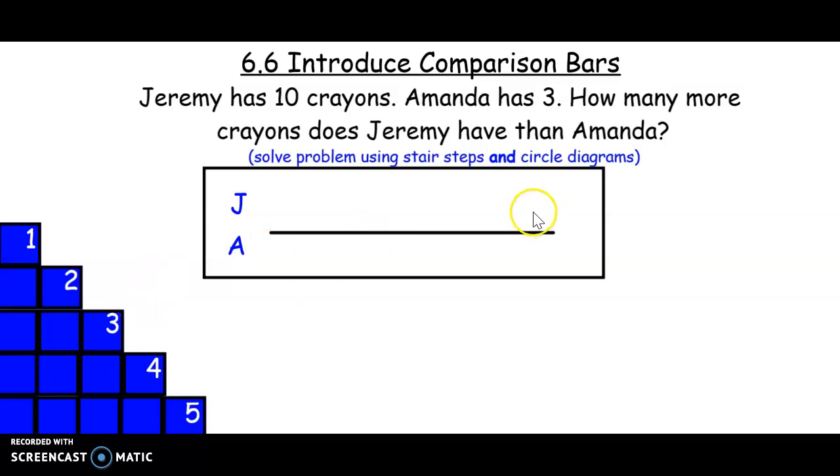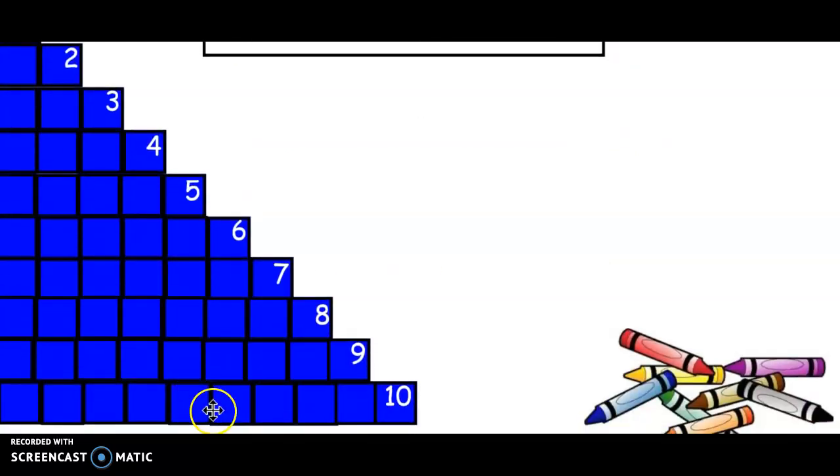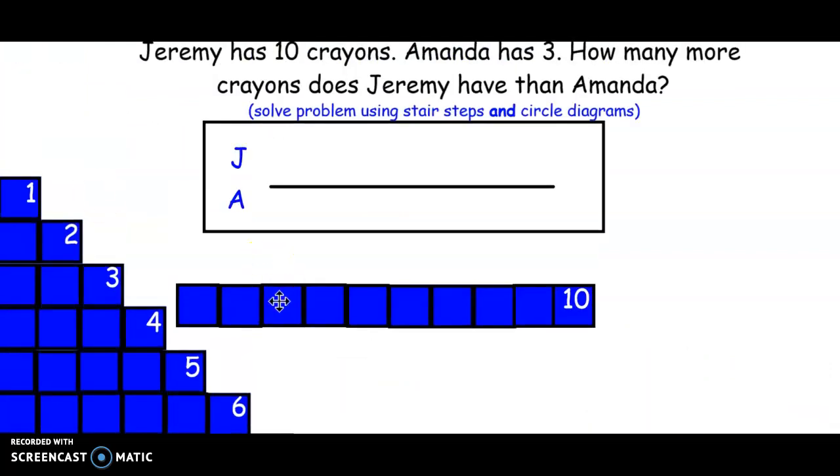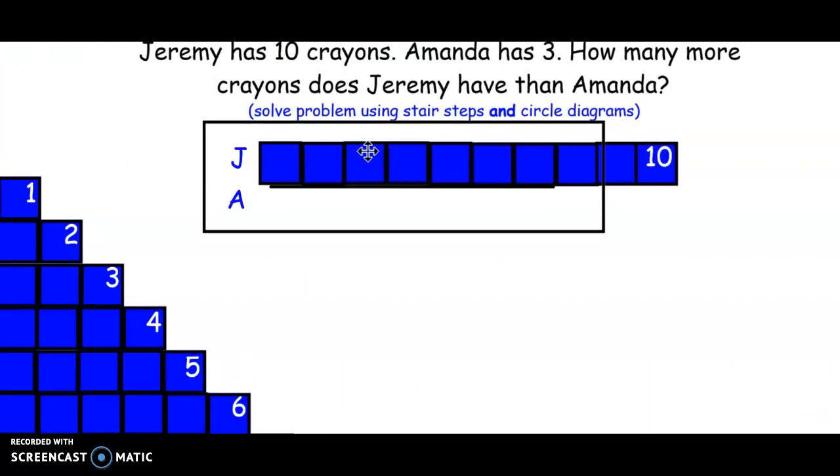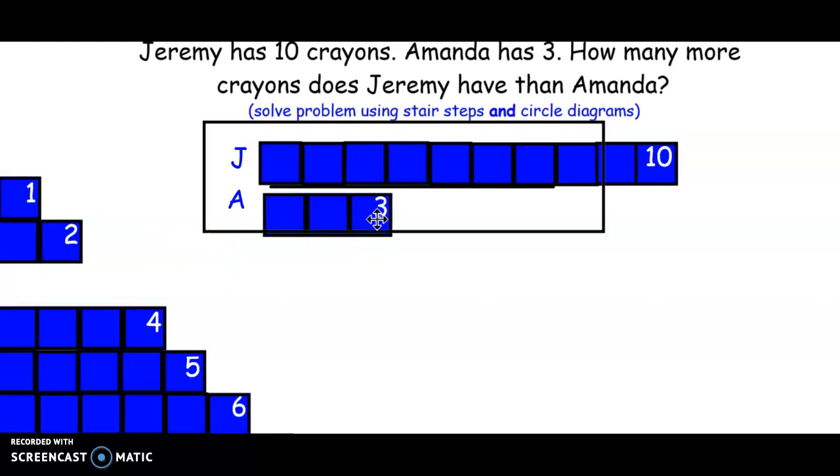We're going to use our stair steps and our circle diagram that we've been using to show this problem. Jeremy's got 10. I'm going to put that right here. Amanda has 3. I'm going to line them up nice and perfectly so that we can see. Like we do, we're going to write the 10 out here, even though you can see the number, it's nice to write it out. And we're also going to write 10 out here for Amanda so that we can see how many more crayons Jeremy has than Amanda.